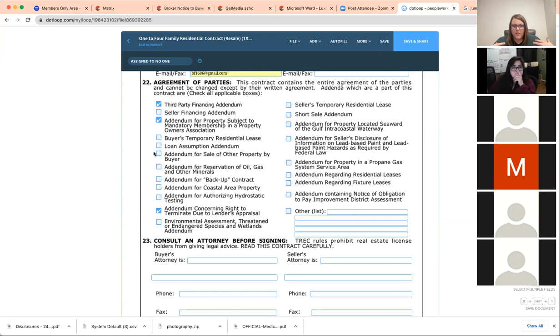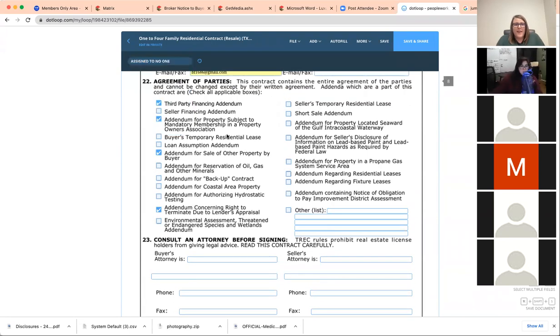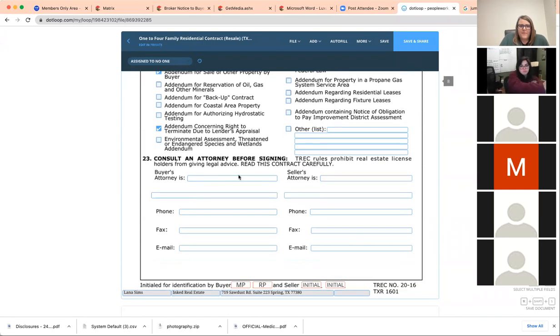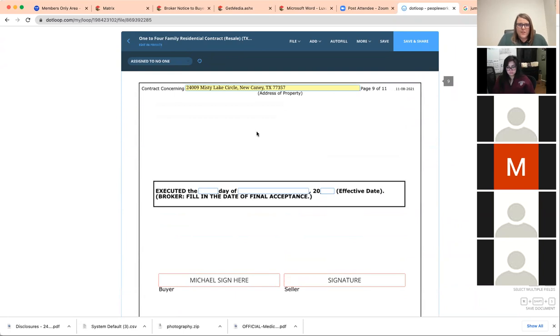So I want you to make sure that you don't execute a contract without these addendums. Because we are fighting one right now that we are not in the best position on. The seller is in the best position at the moment. So know that you don't want to execute this agreement until you have all these documents. If there is an attorney involved, that's where 23 goes.